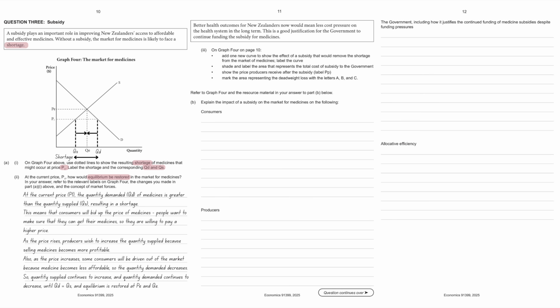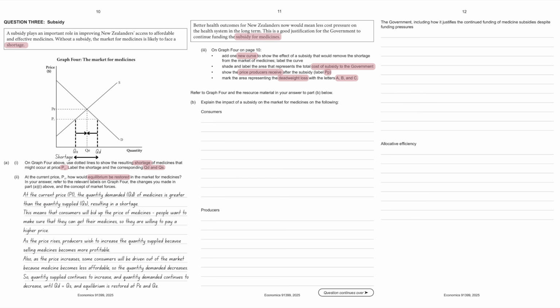Great, let's look at part 2 now. This says better health outcomes for New Zealanders would now mean less cost pressure on the health system in the long term. This is a good justification for the government to continue subsidising the medicine. On graph 4, you have to draw in a new curve to show the effect of a subsidy that would remove the shortage from the market, and label that curve. And then shade and label the area that represents the total cost of the subsidy to the government, and then show the price that producers receive after the subsidy labelled PP. And then lastly, mark the area representing the deadweight loss with the letters A, B, and C.